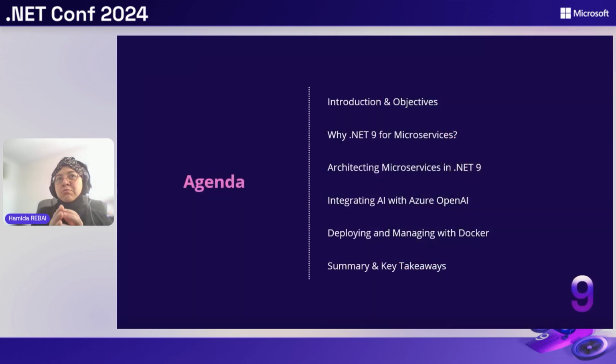So let's start here. We will present why we would like to use microservices, .NET 9, and the different services of AI. Next, why we would like to use .NET 9 for microservices. We need to answer here how we can architect microservices. We start by presenting the difference between monolithics, microservices, and why we need sometimes to use microservices in distributed application.